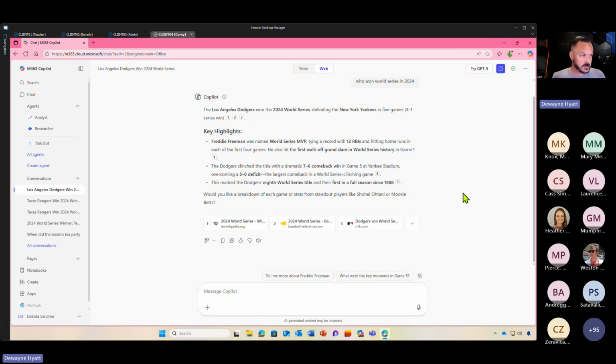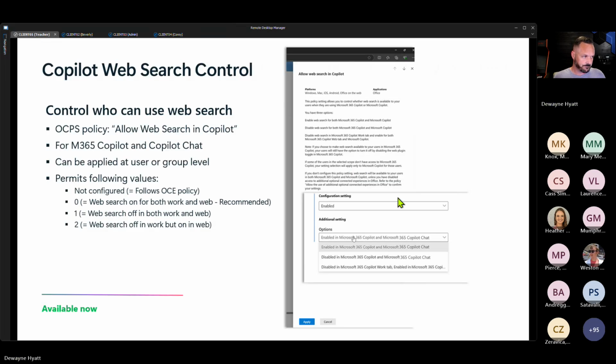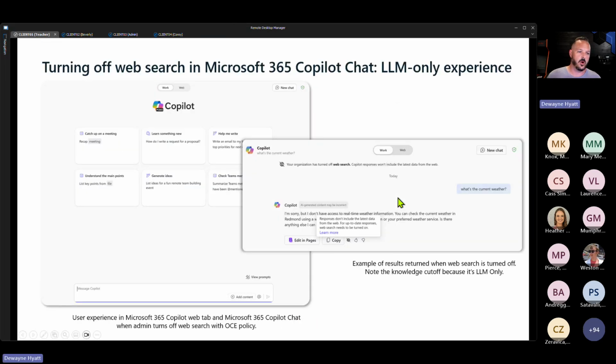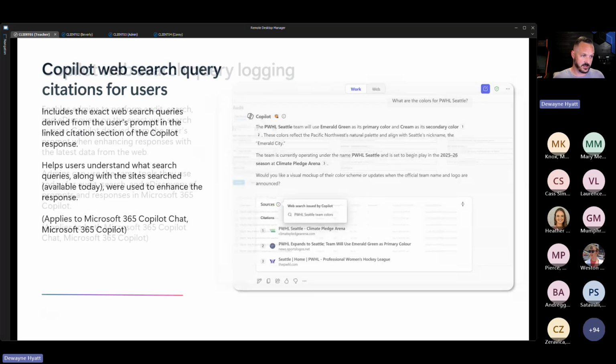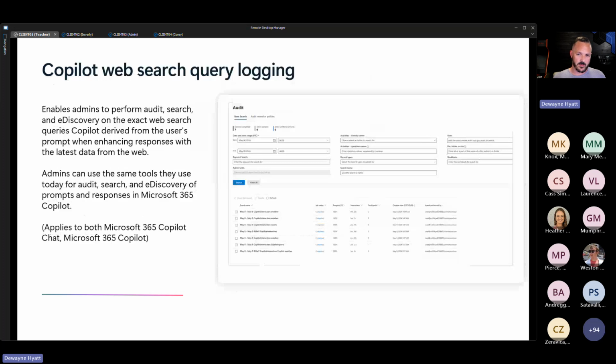So let's go back over to our slides. Your licensed users also have an option to manually turn off the web grounding if they'd like. So they have that capability as well. Citations, which I showed, and I will show again with a special prompt that I built for Madam President. And we're going to test it. And like I said, remember that all of these things are logged in the audit log.